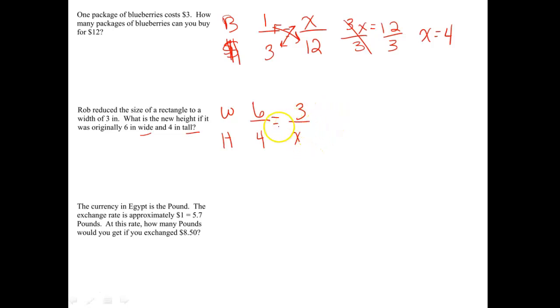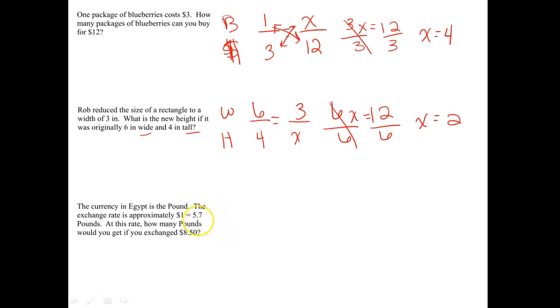So now you solve. 6 times x is 6x. 4 times 3 is 12. Divide both sides by 6. X equals 2. All right, so the original was 6 inches wide, 4 inches tall. The new is 3 inches wide, 2 inches tall. X equals 2.